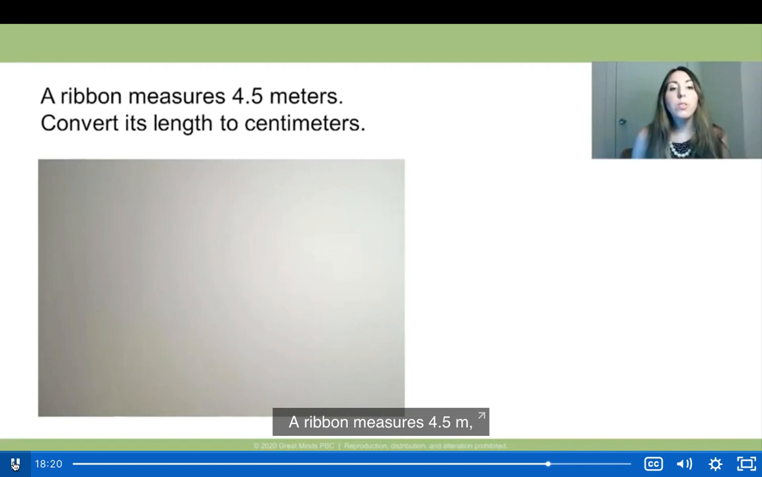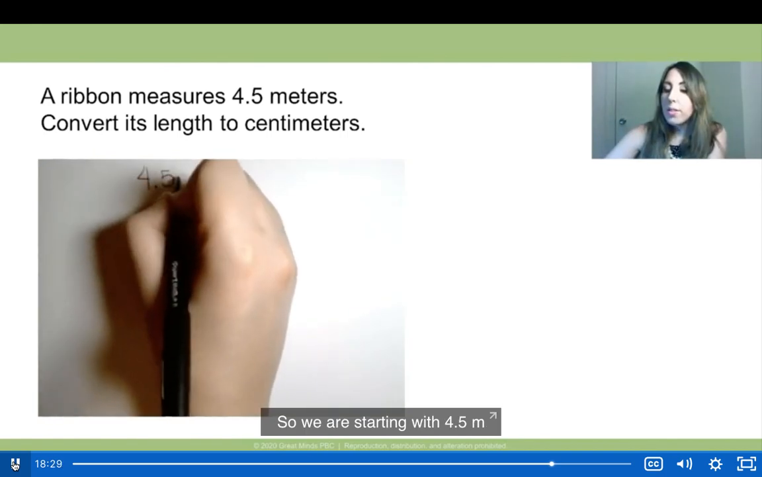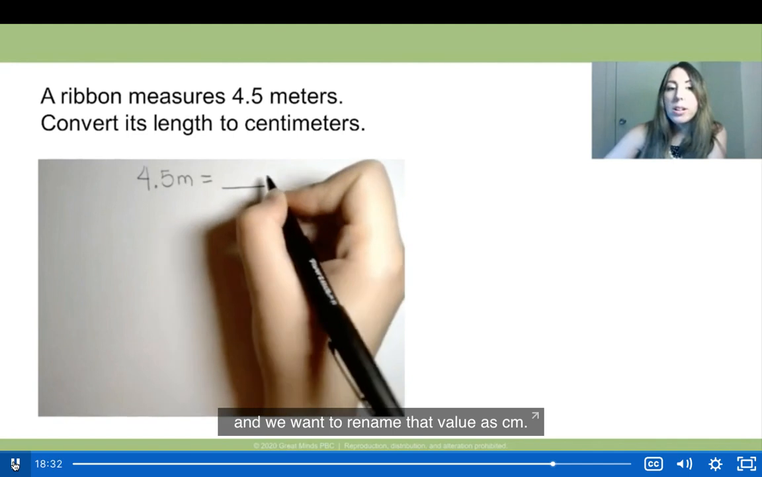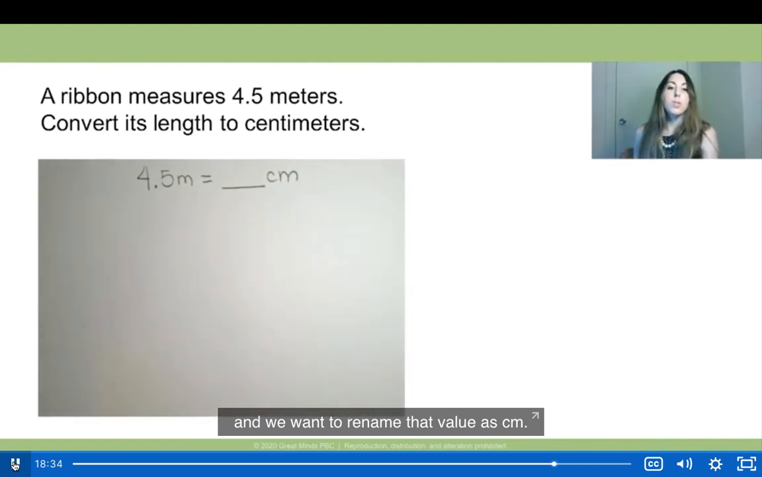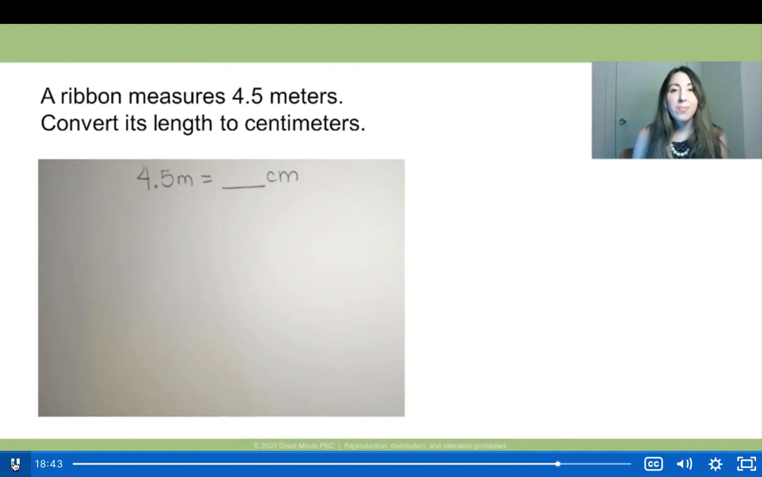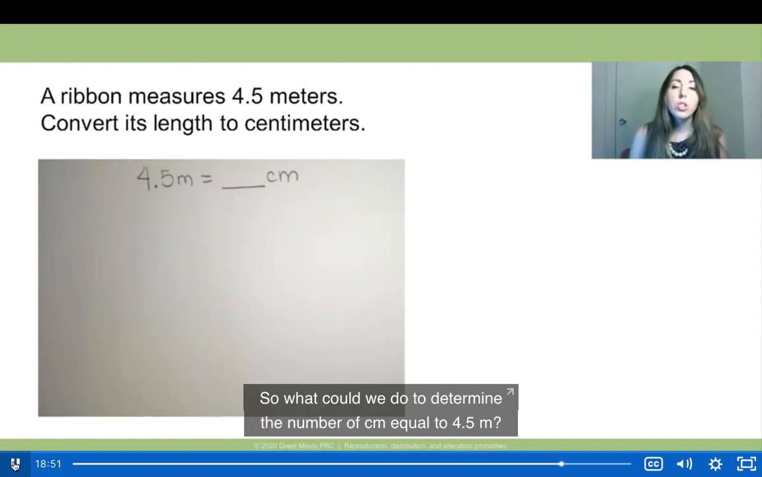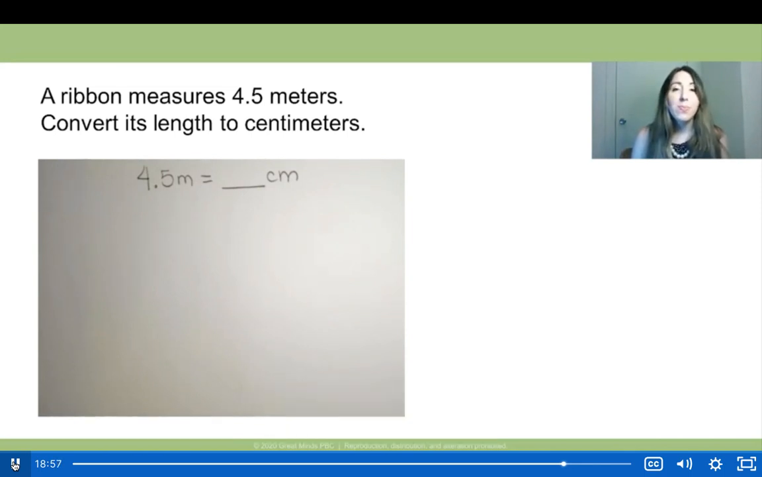A ribbon measures 4 5/10 meters. Convert its length to centimeters. So we are starting with 4 5/10 meter, and we want to rename that value as centimeters. We're starting with meters. Are meters the larger size unit or the smaller size unit? The larger size unit. And we know that there are 100 centimeters in every meter, so what could we do to determine the number of centimeters equal to 4 5/10 meters? We could multiply by 100.